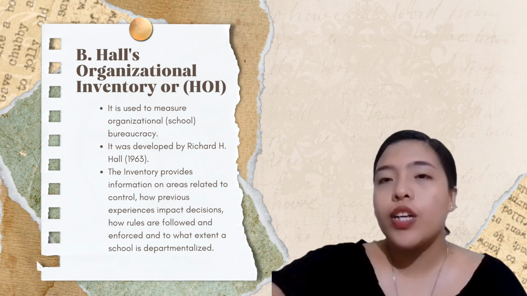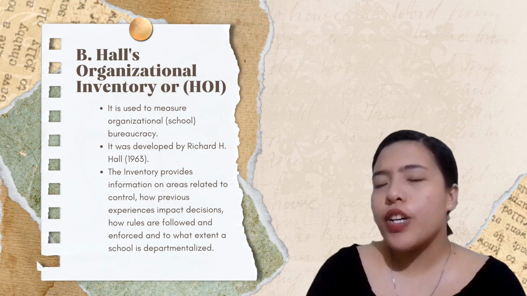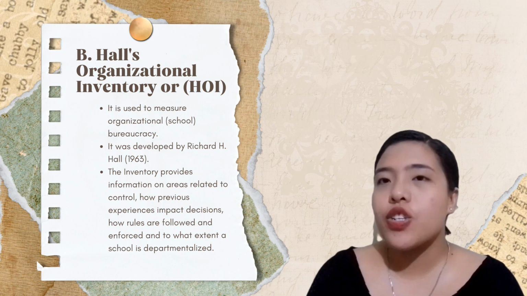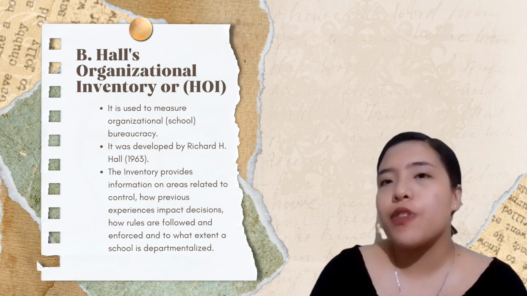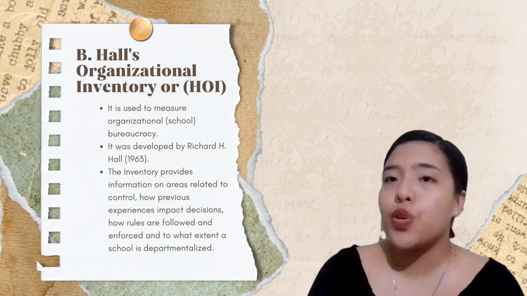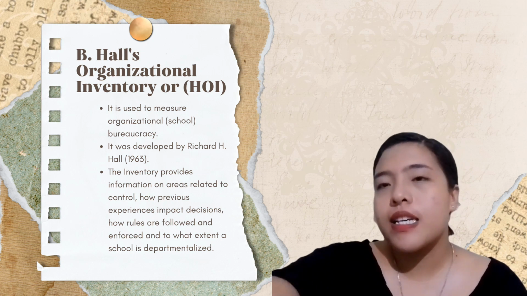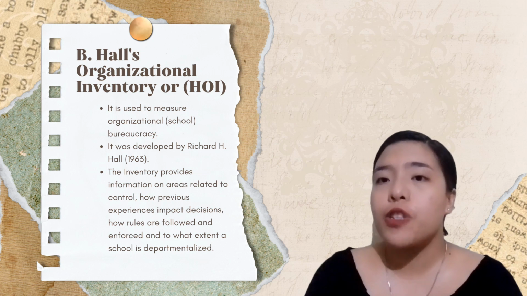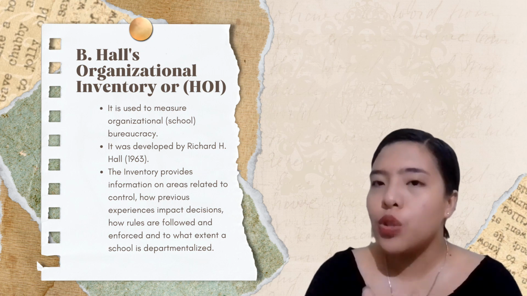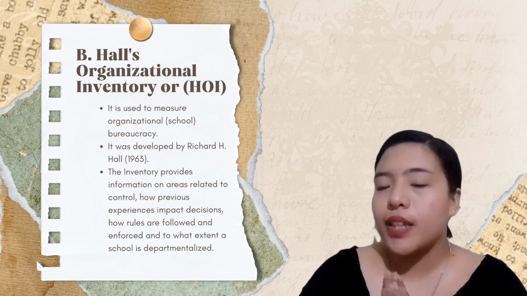To officially start, let us first discuss Hall's organizational inventory, or HOI, which is used to measure organizational or school bureaucracy. Do you know that this organizational inventory was developed by Richard H. Hall in 1963, and that it provides information on areas related to control, how previous experiences impact decisions, how rules are followed and enforced, and to what extent a school is being departmentalized?